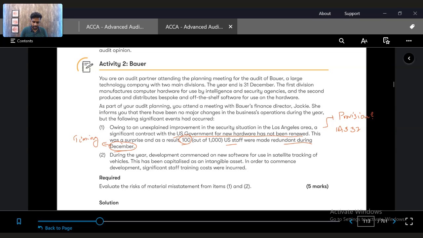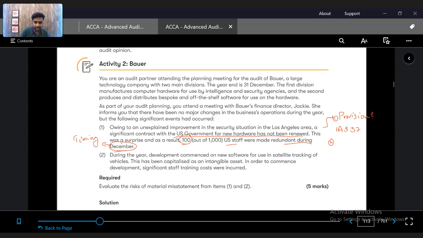So that is the first issue, right? As the timing of the redundancy is near to the year end, it is important whether the announcement was made before the year end or not. If it was made before the year end, then a provision is required for any redundancy cost to be paid. But if the announcement is made post year end, then the cost would not be recognized until the next year.